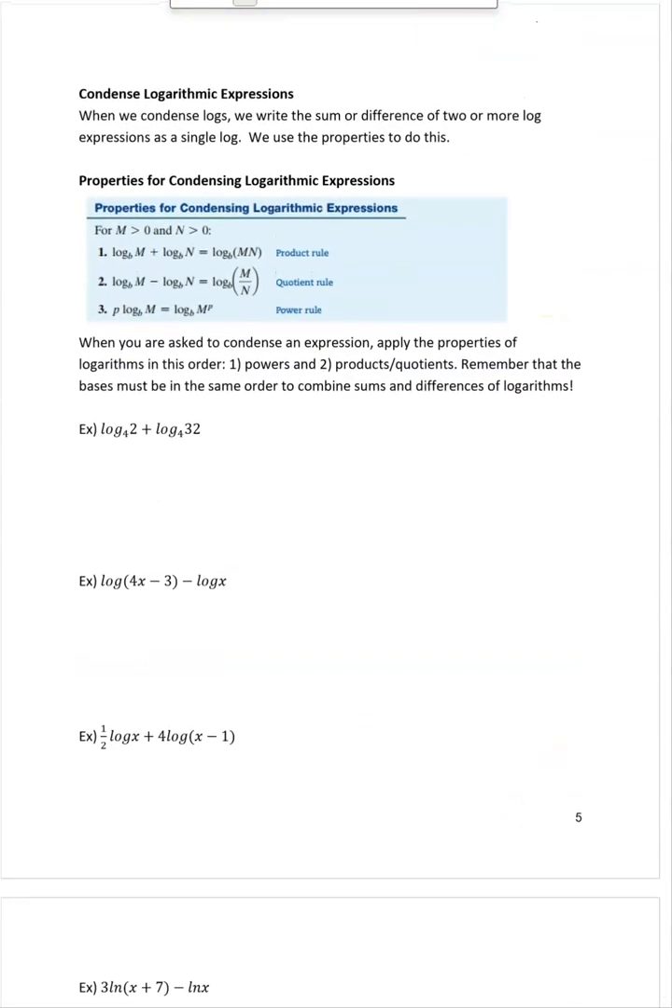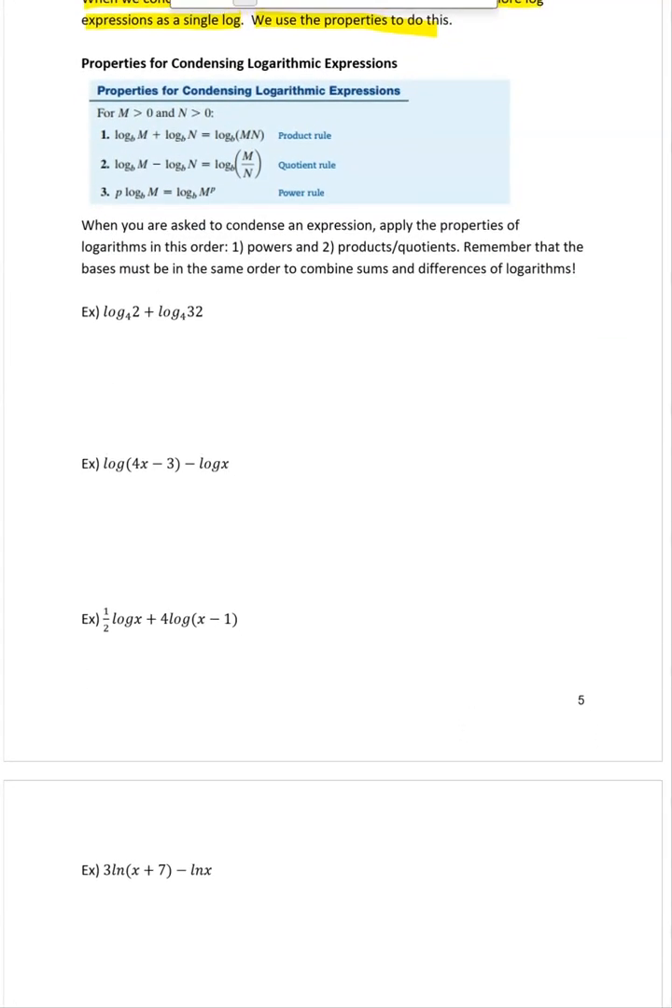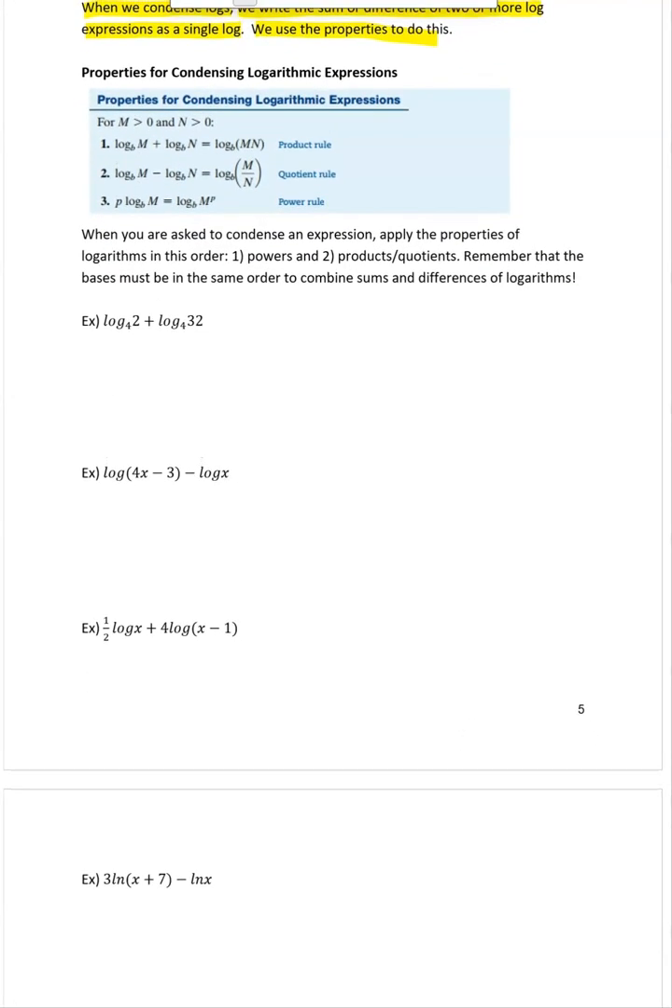Alright, so when you condense logs, you write the sum and difference of 2 or more logs in a single expression, okay? So when you expand, you take one log and you make it into more than one. And when you condense, you take more than one and you make it into one, okay? We use the exact same properties, nothing changes. The only thing that changes is the order that you approach it in.